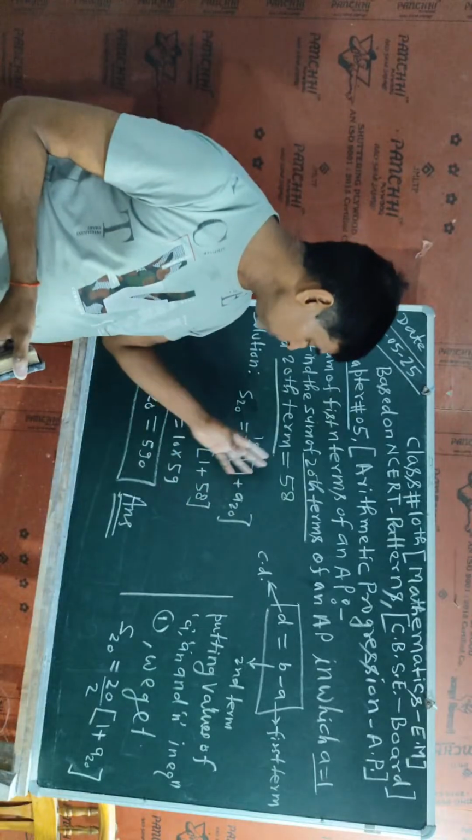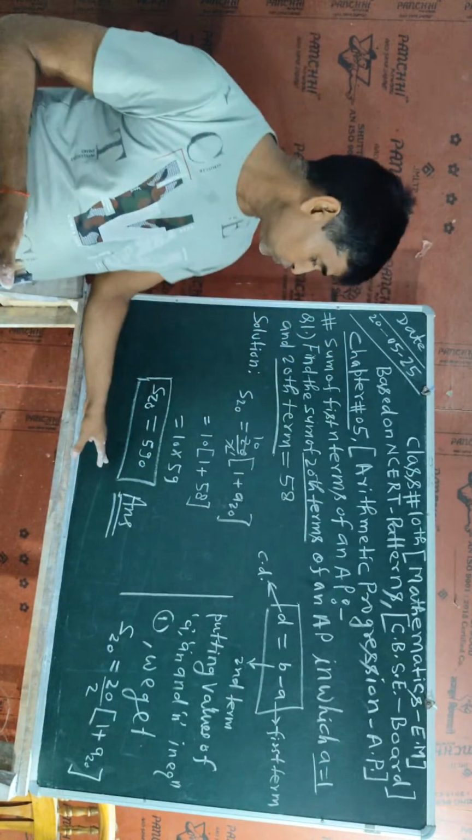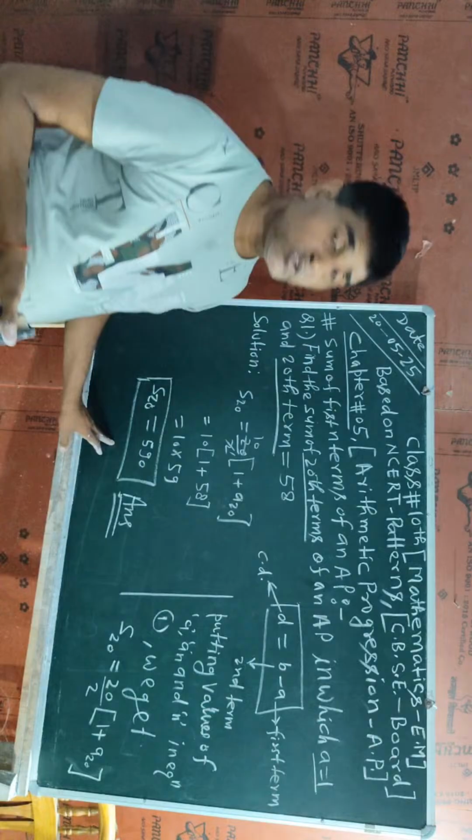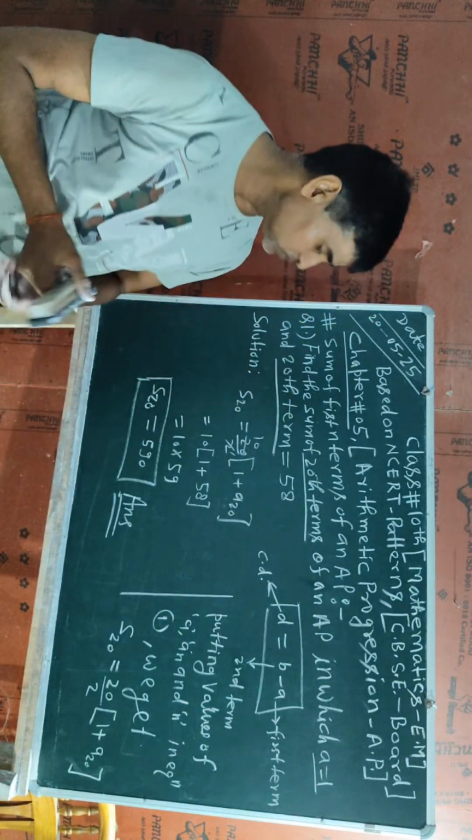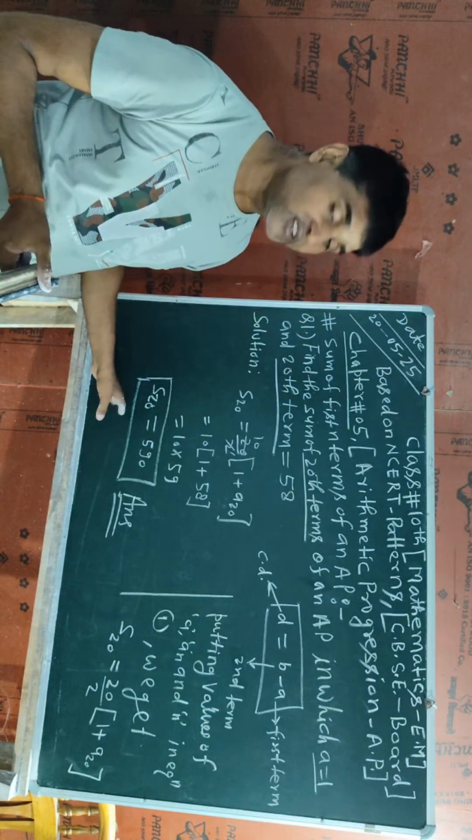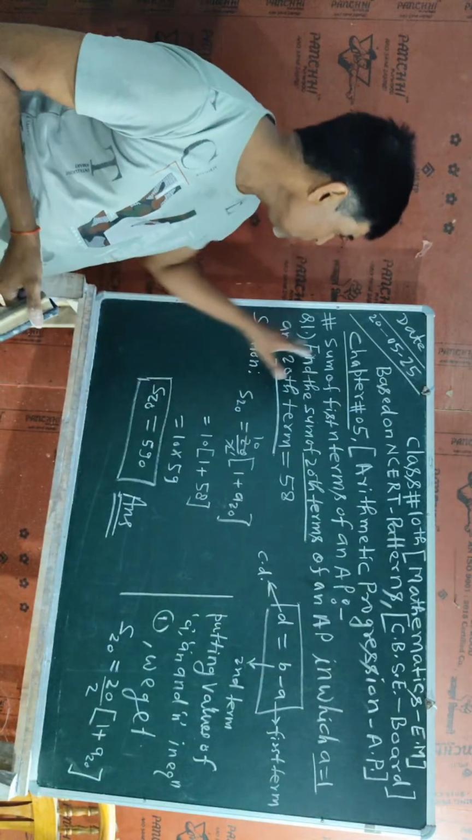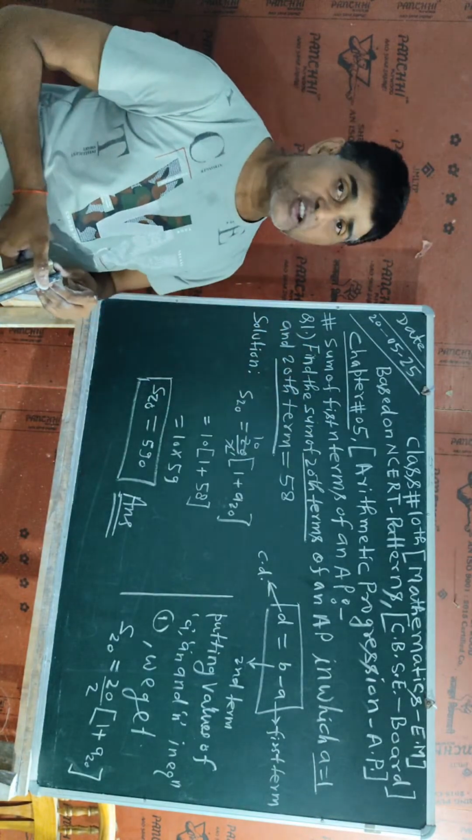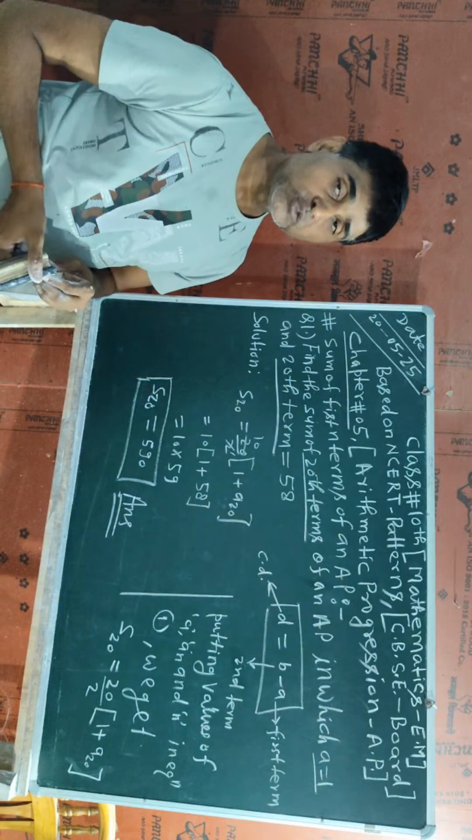After simplifying, you will find the result. That result will be the destination of the given question. According to this way, you can solve any question related to the sum of the first n terms of an arithmetic progression. Okay, student, there are two formulas.